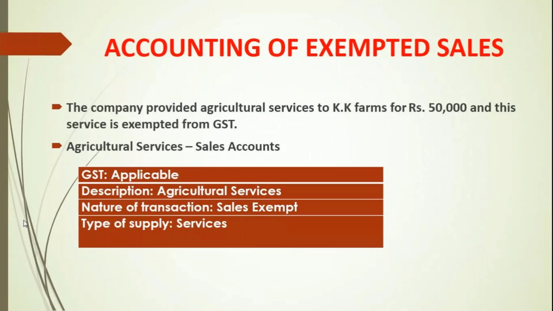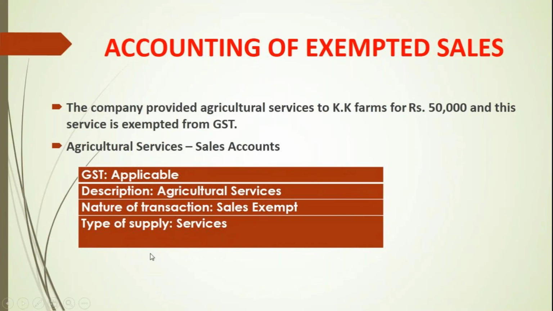One of the exempted services I've taken is agricultural services. The company provides agricultural services to KK Farms for Rs 50,000 and this service is exempt from GST. Agricultural services enjoy exemption. We also saw in the list that agricultural services belong to the exempted services category. So here, how do we treat the same?